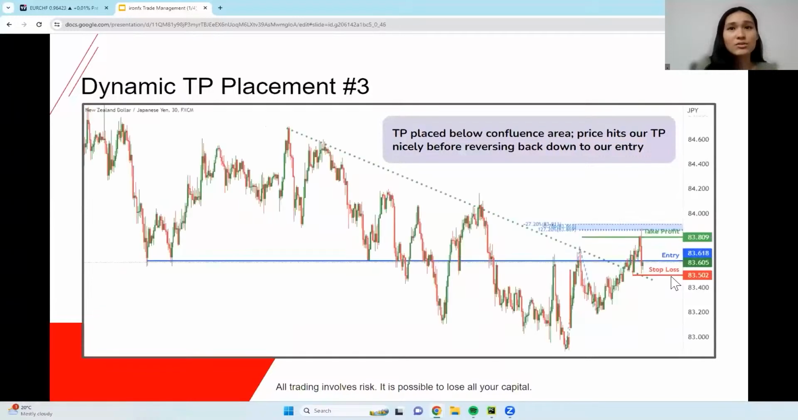So same idea over here, our take profit should be placed below the confluence area. In this example, we're placing it a lot lower than the confluence area, but in reality you don't actually need to place it so much lower. You could just place it right below the confluence area and it would have been fine as well. Just as long as your take profit is placed below or before a major confluence area, price is more likely to hit your take profit before reversing back down to your entry or even worse, your stop loss.